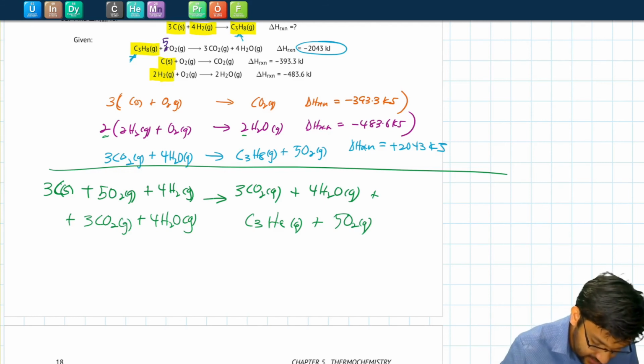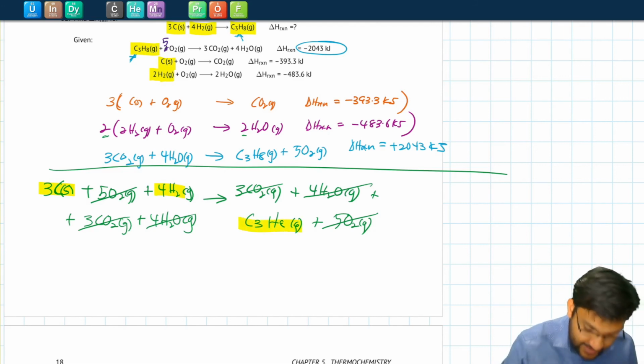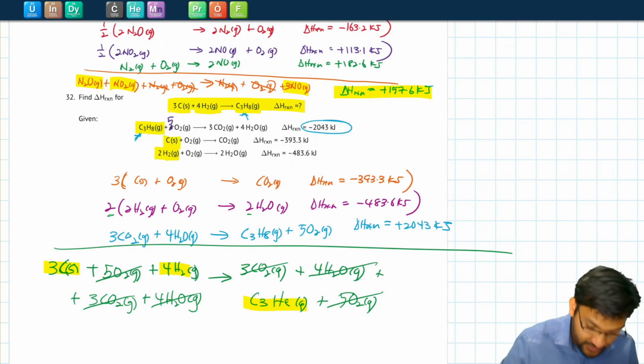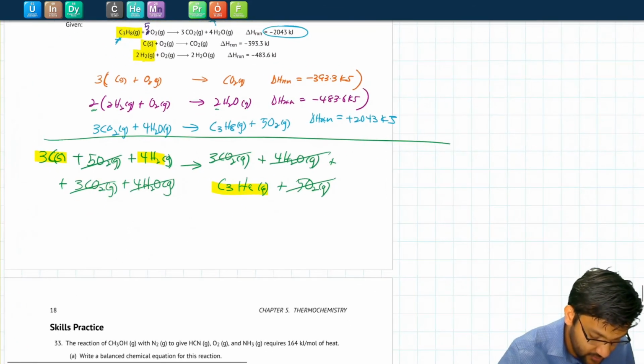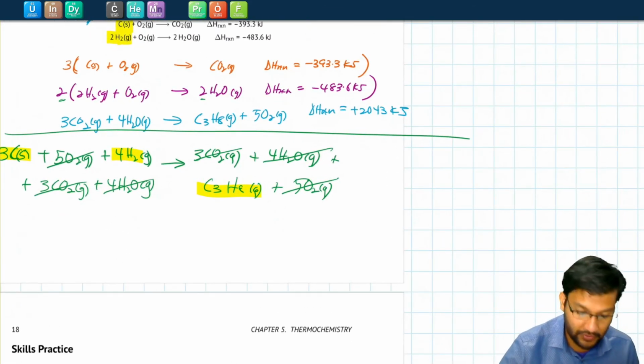So let's see what cancels out. Our oxygen cancels out. We have 3 carbon dioxides, 4 water, 4 water. So what we're left with is 3 carbons, 4 hydrogens to form C3H8. And that is the equation we're looking for. So our steps that we wrote down add up to the correct total reaction.